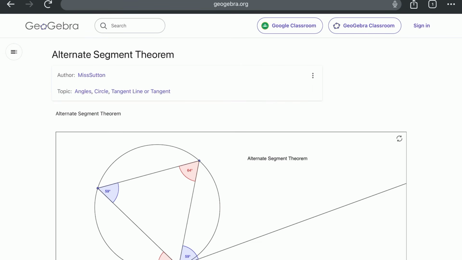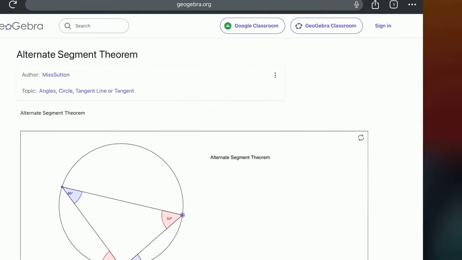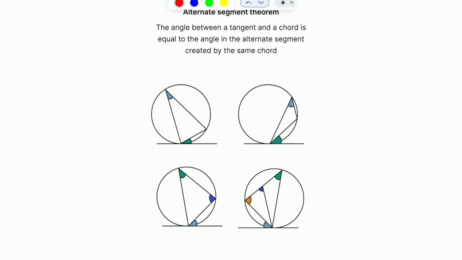So if you look at this shape here, notice the blue and blue are equal, and red are equal. And essentially that's what this theorem is saying. The angle between the tangent, which is this line here, which here is 40, is equal to the angle in the alternate segment that's created by the same chord. So if I go back and dive a tiny bit deeper into this.